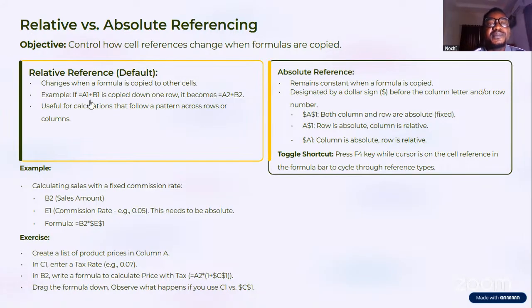The same thing with default here. It means this comes with Excel, right? They come with Excel. So they change when a formula is copied to other cells. I'll show you, don't worry. If A1 plus B1 is copied down one row, it becomes A2 plus B2. All right. So let me show you about relative reference.